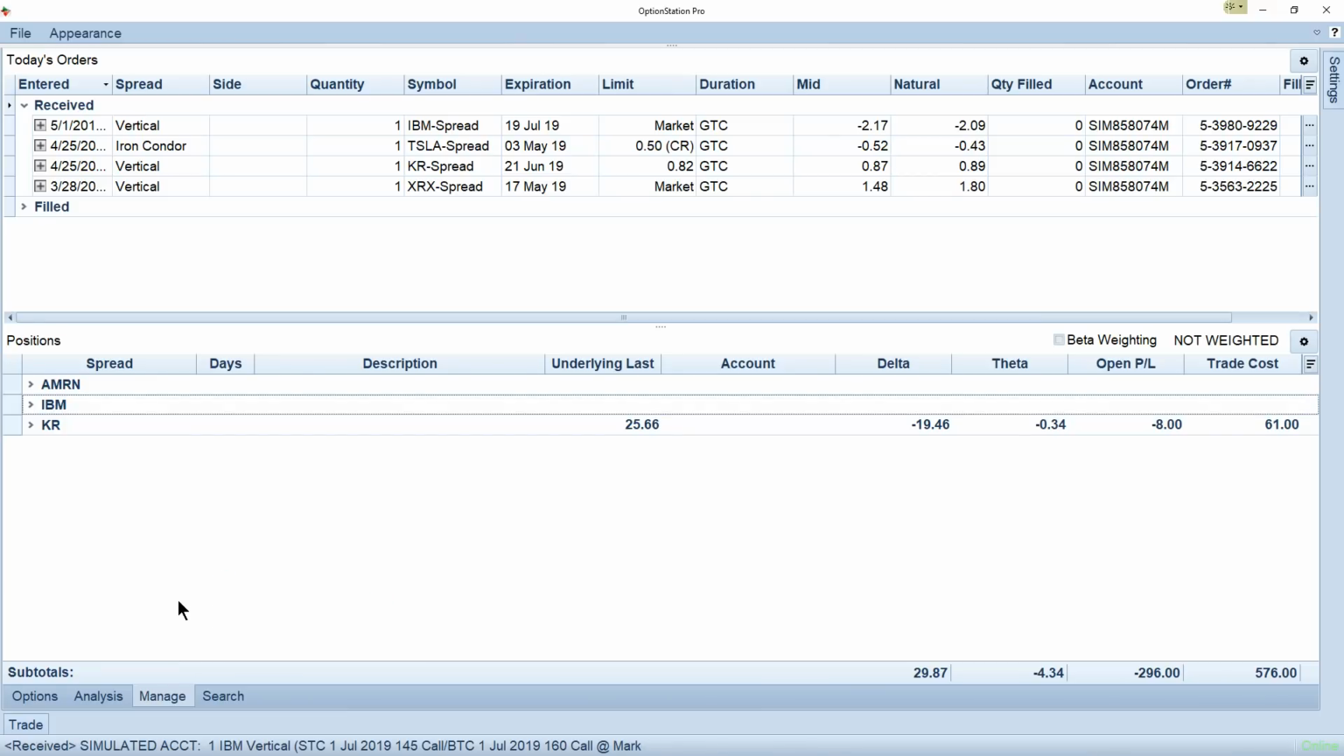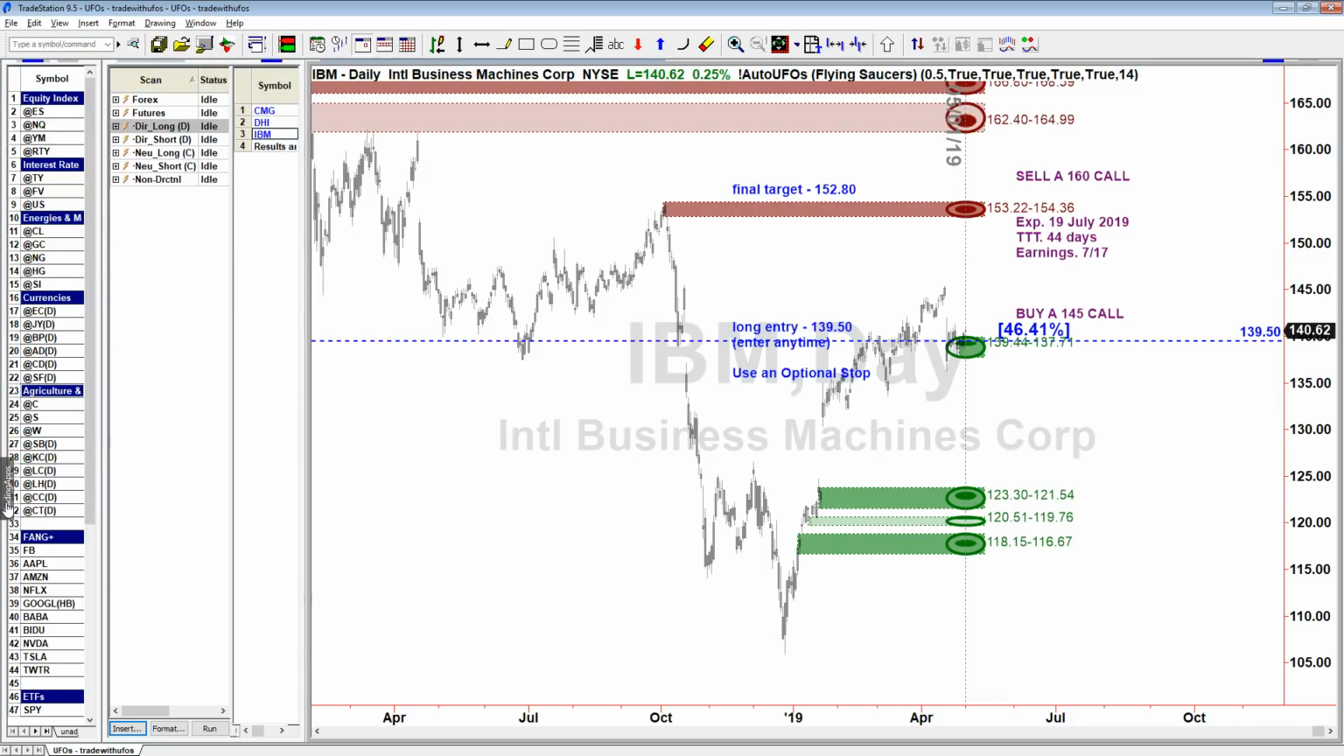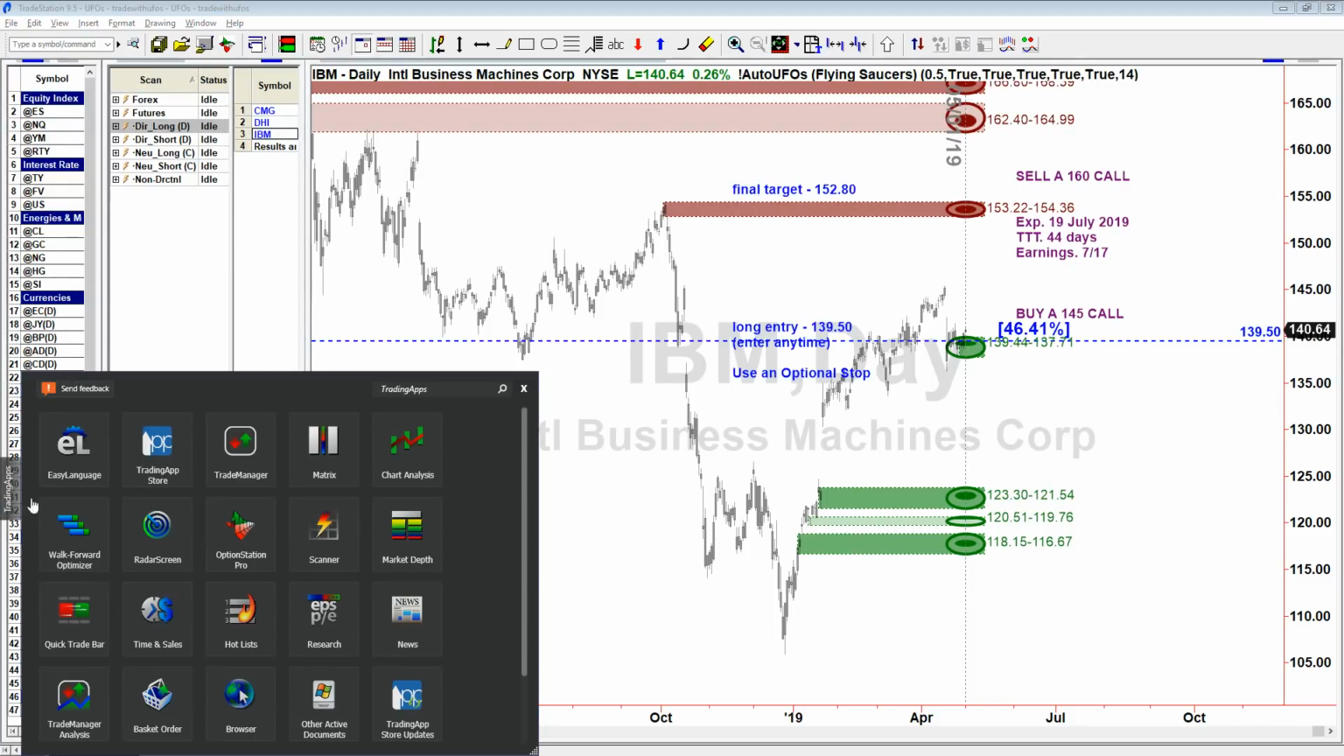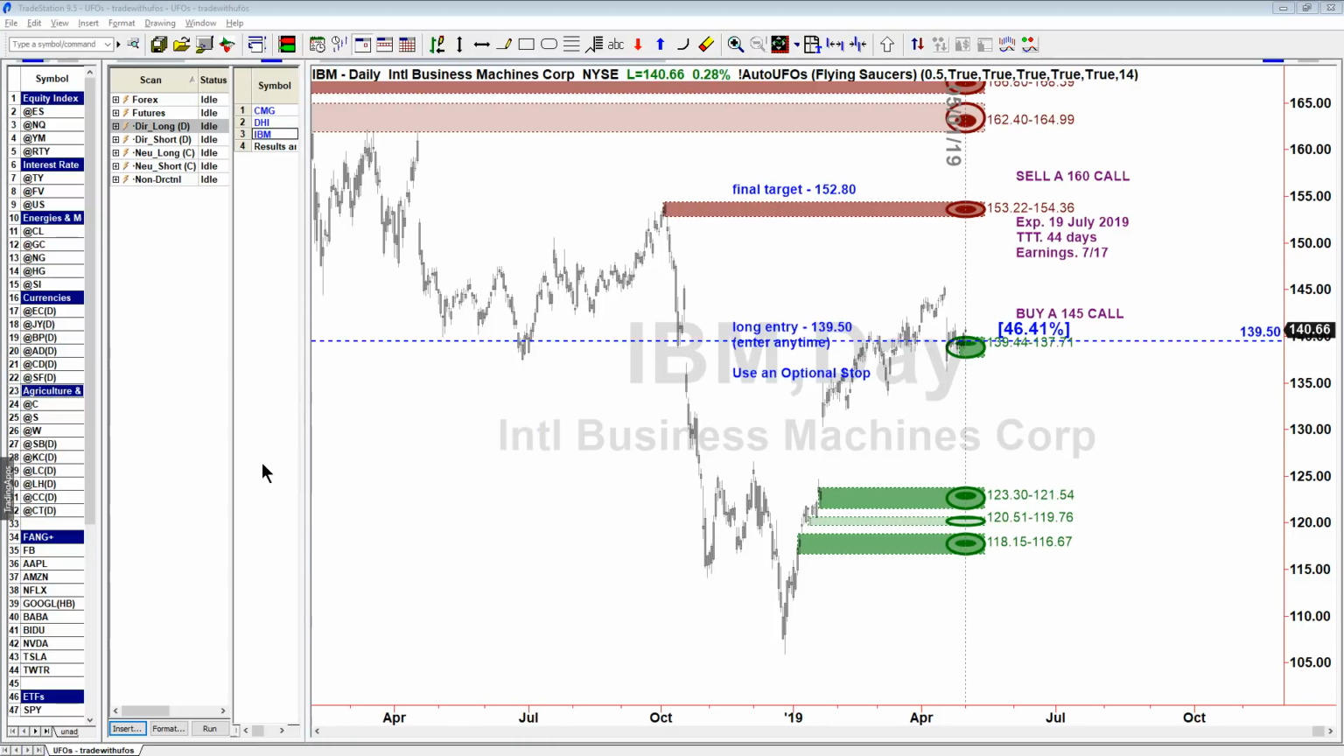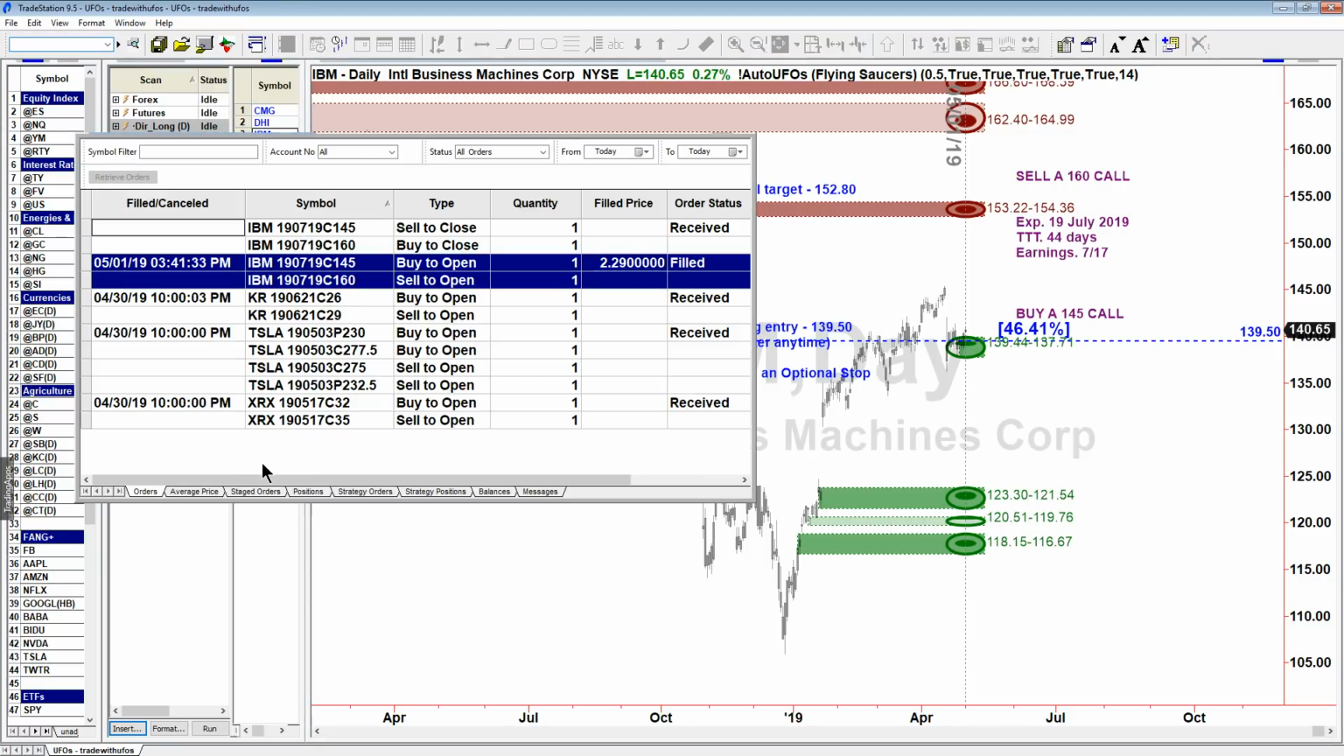Now, let me show you another way first, and then I'll come back to here. With the TradeStation platform, you have a tool called Trade Manager, which is kind of like the raw tool on how to get access to orders and positions that you have in your account, so you know exactly what you have and you know exactly what you can do or what you cannot do.